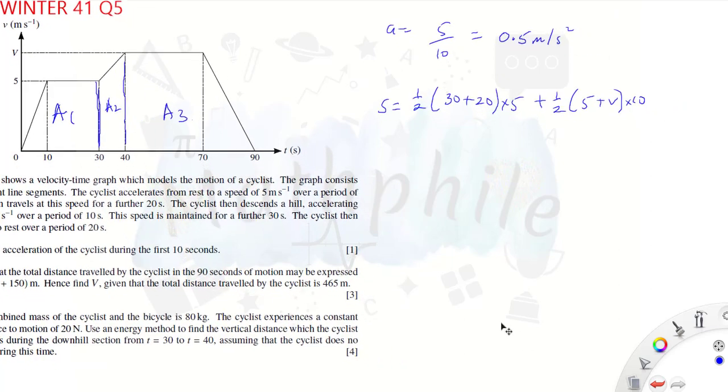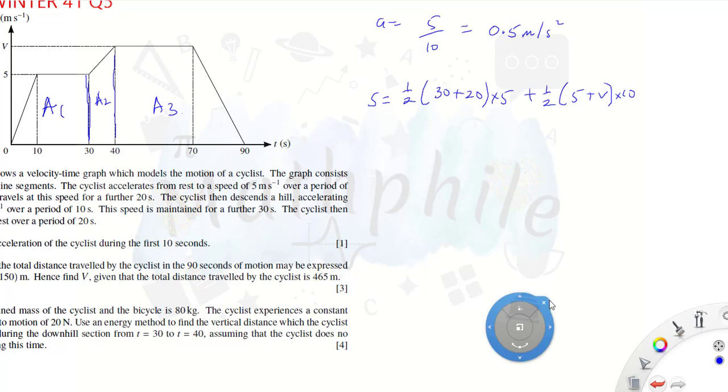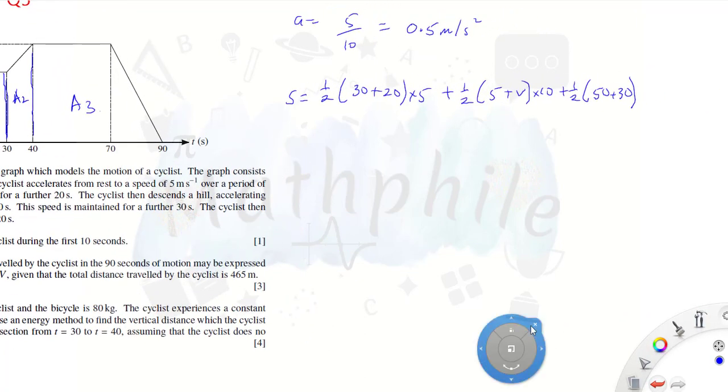Let me shift this one to the side. And the next trapezium is going to be 1 over 2, the sum of the parallel sides. This is going to be 90 minus 40, 50. 50 plus 30, times V. 30 times V. I think we don't need that aspect again, times V.